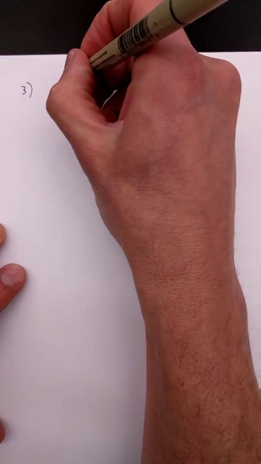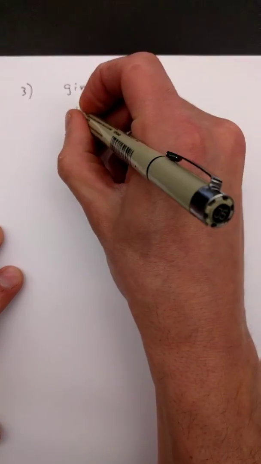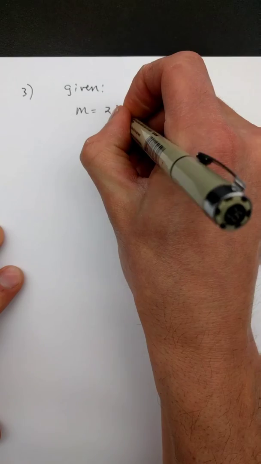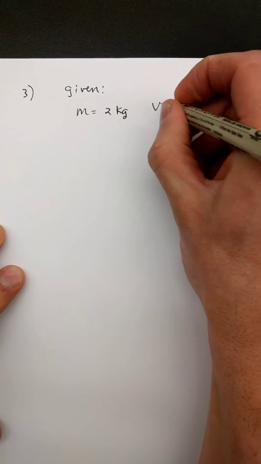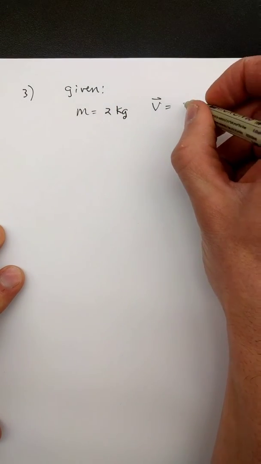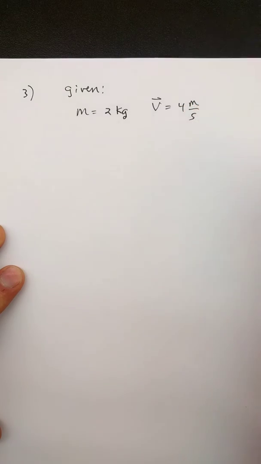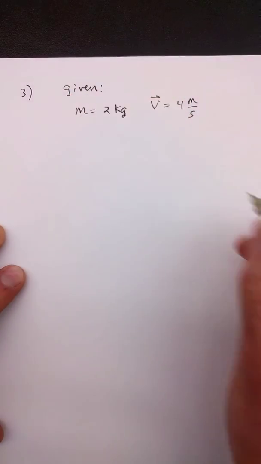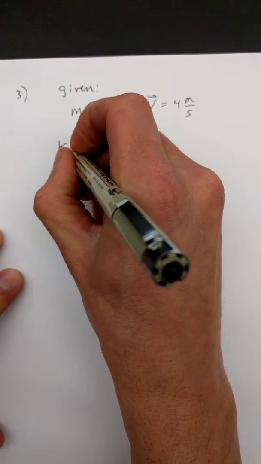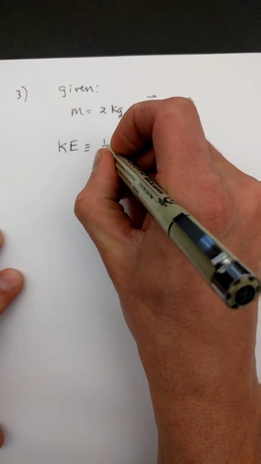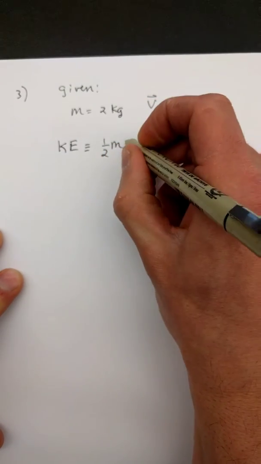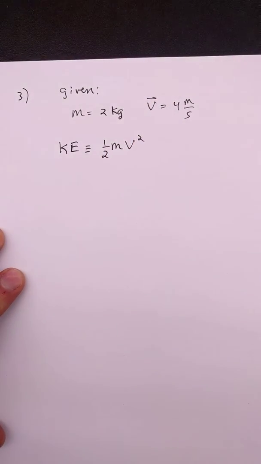We're going to assume we're looking at this rock moving from a position of rest, so it's moving relative to us at rest. In any case, given the mass is 2 kilograms, the velocity is 4 meters per second. Find the kinetic energy. Now remember that kinetic energy, KE, is defined to be 1/2 times the mass times the square of the velocity.